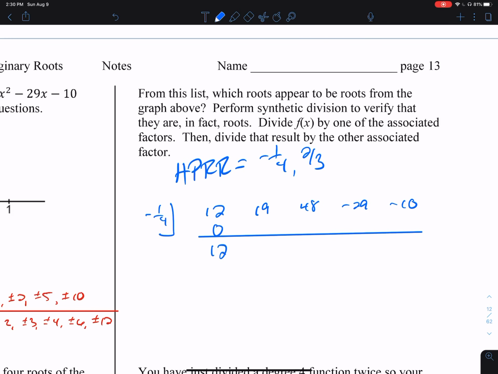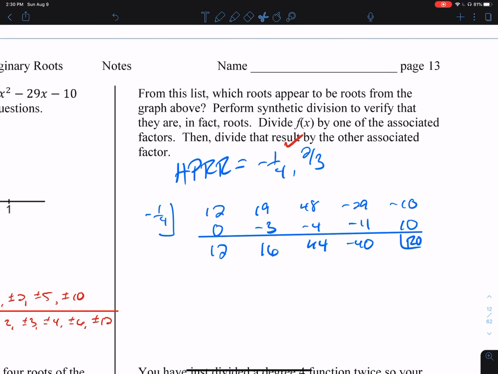So I add. Negative 1/4 of 12 is negative 3. If I add those, I get 16. Negative 1/4 of 16 is negative 4. If I add those, I get 44. Negative 1/4 of 44 is negative 11. Add those, we get negative 40. Negative 1/4 of negative 40 is 10. The remainder is 0. I am comforted knowing that I am on a hot streak of predicting what these highly possible rational roots are.